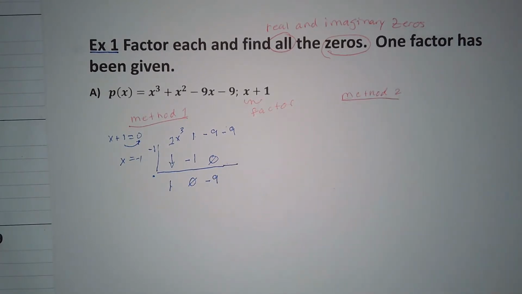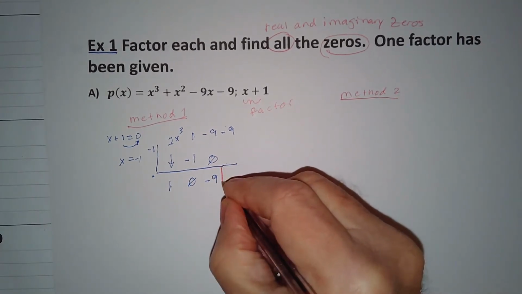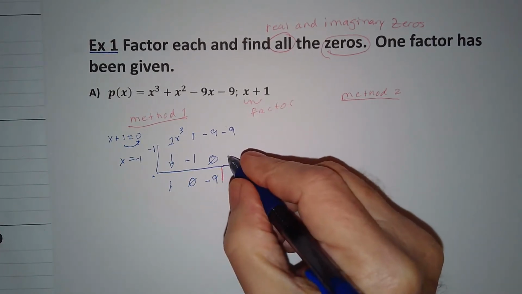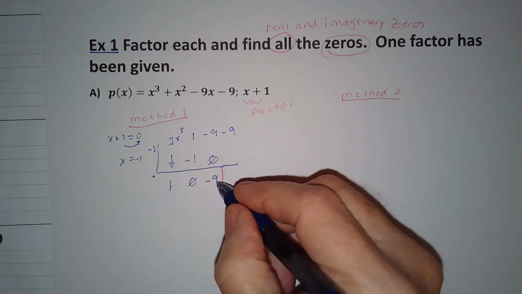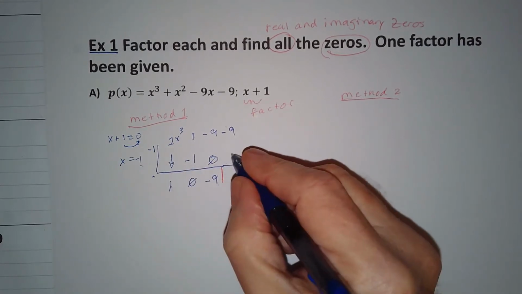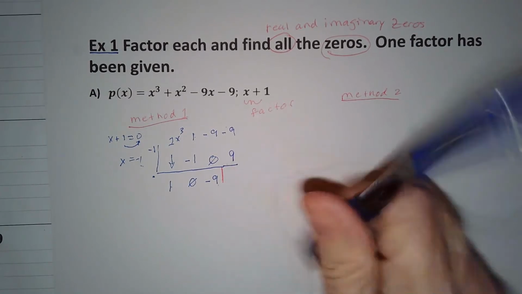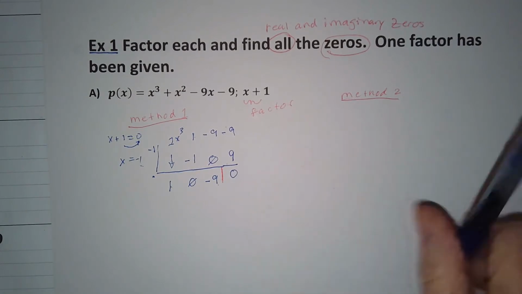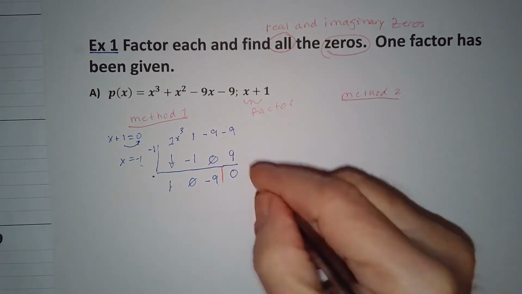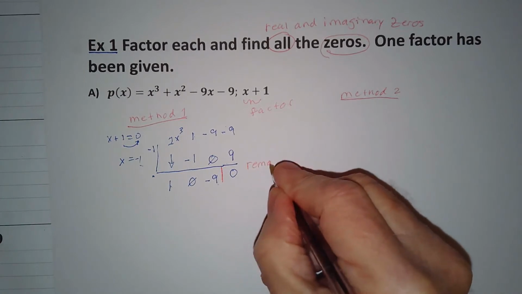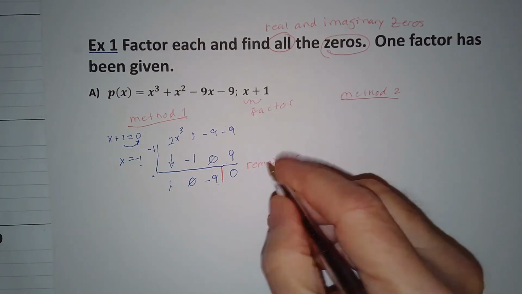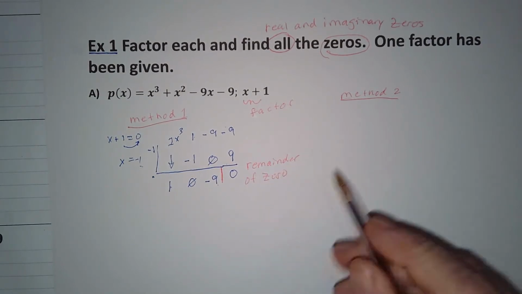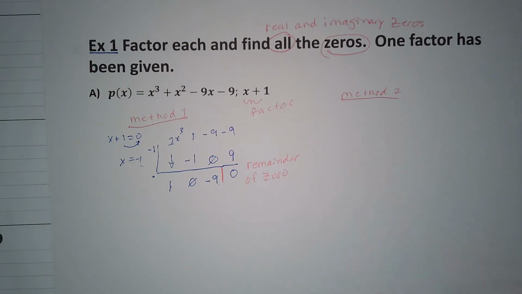And then we're going to go to our remainder over here. Bring our -9 up. -9 times -1 is +9. Then combine the two, and you get a remainder of 0, which is what we want. This is good. So we have a remainder of 0. Our goal is to get a remainder of 0 if we can.